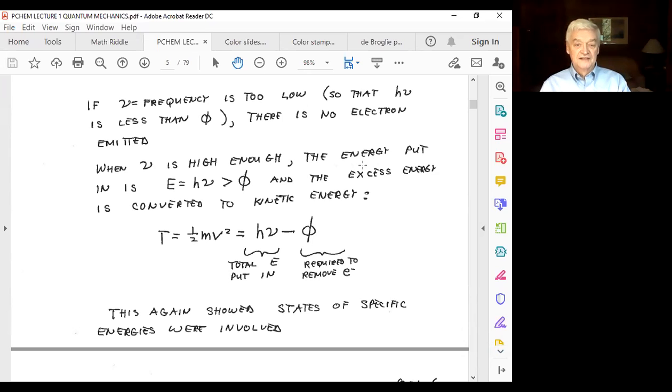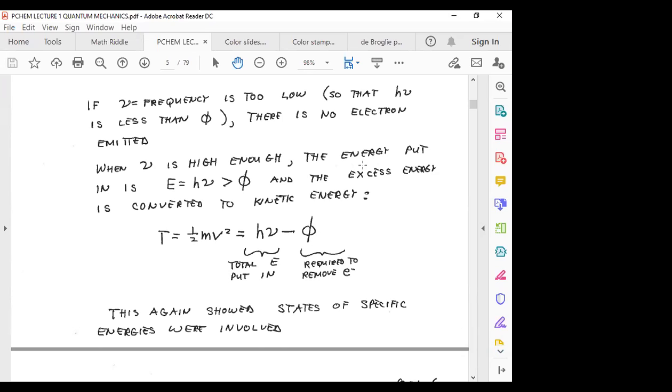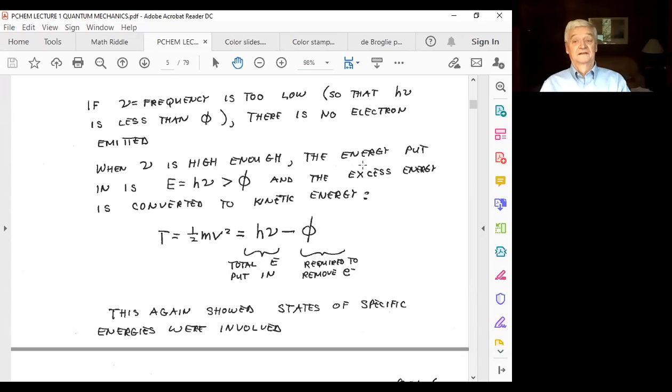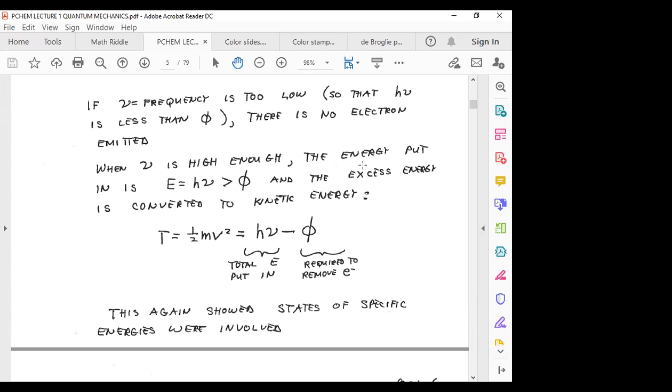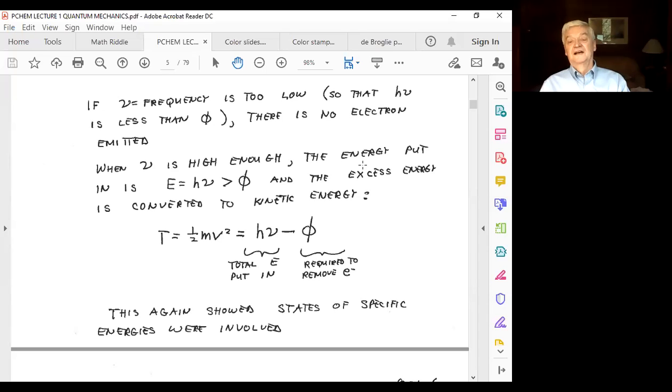I'm looking at chat. Professor, I think this is also talking about conservation of energy at the same time. Yeah, you're right. When I get to the next example I'm going to talk about, I'll in fact emphasize the conservation of energy that we have. You put a certain amount of energy in, and then you take a certain amount of energy to release the electron. Whatever is left is kinetic energy.